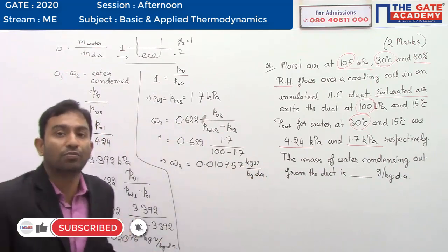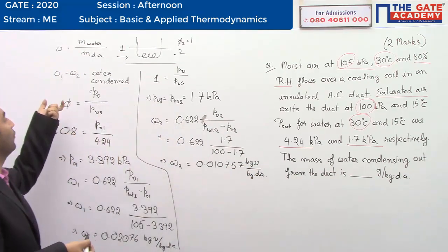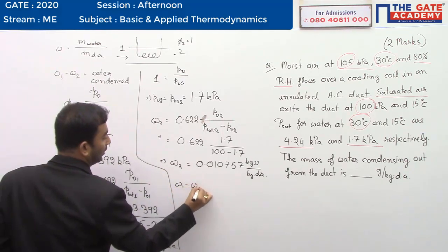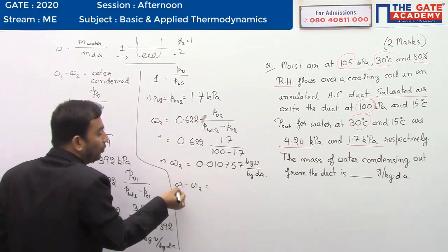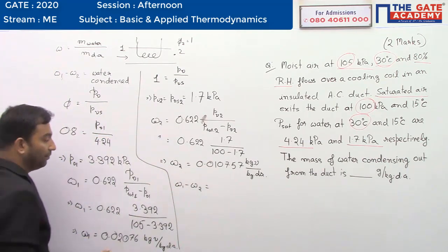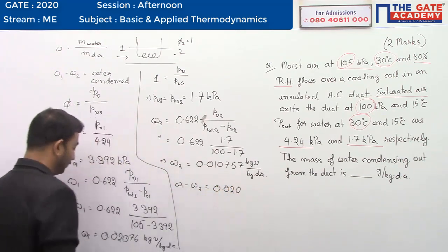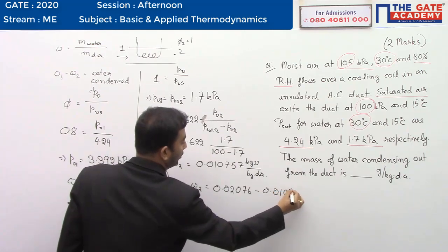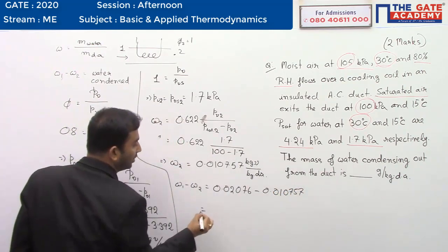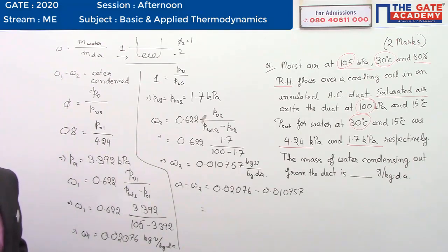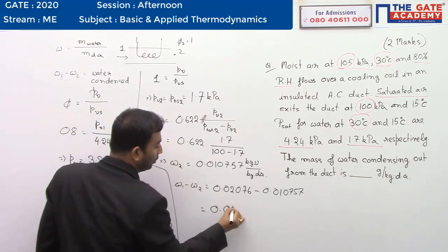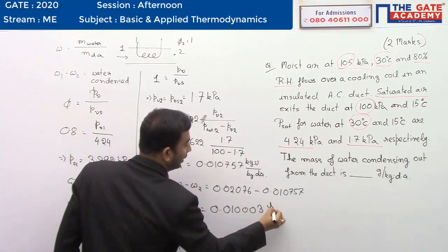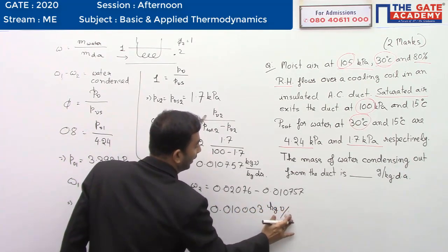Now I have got both my omega 1 and omega 2. If I want to find out how much water has condensed, it is omega 1 minus omega 2, that is, the specific humidity at point 1 minus the specific humidity at point 2. This gives me 0.02076 minus 0.010757, which is equal to 0.010003 kg vapor per kg dry air.